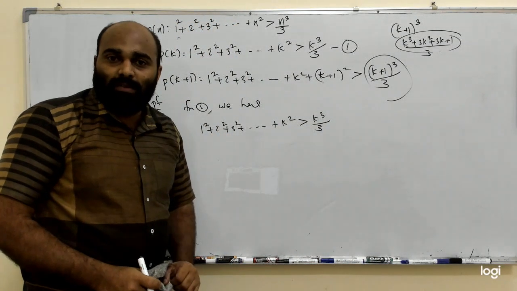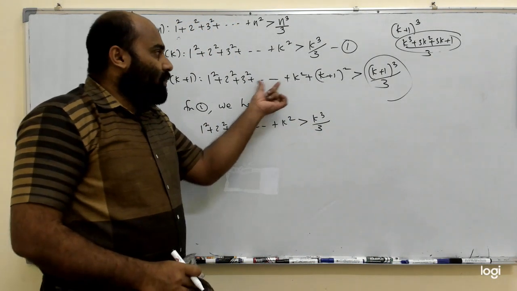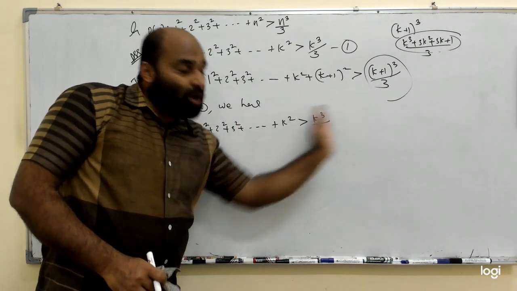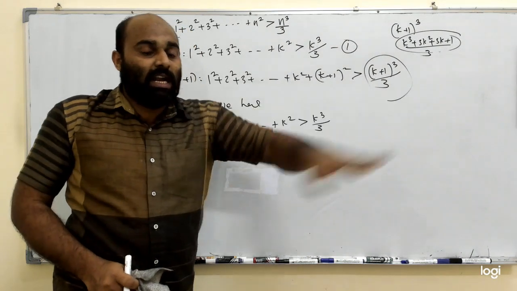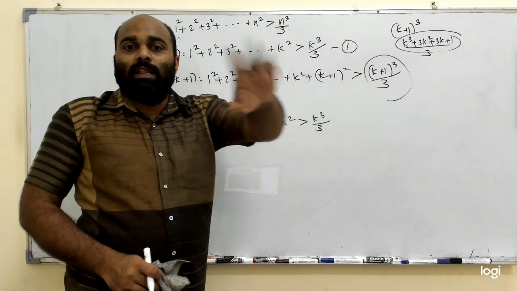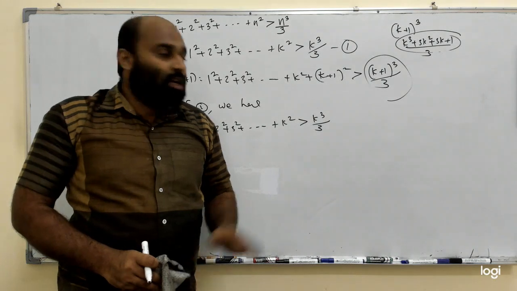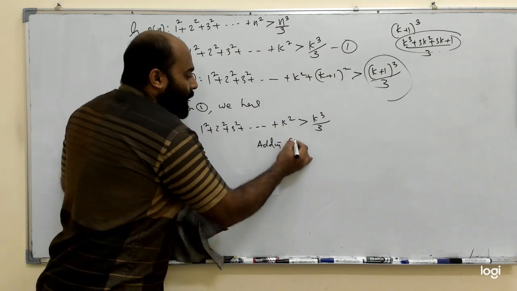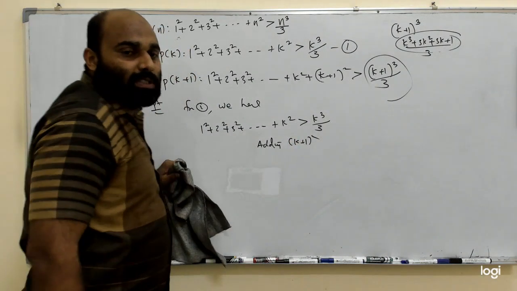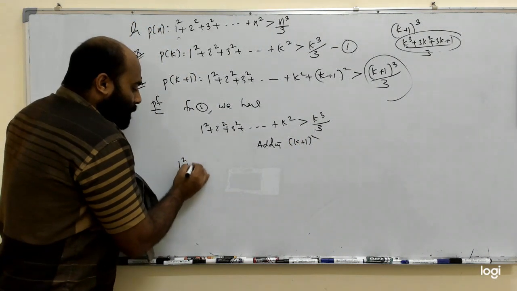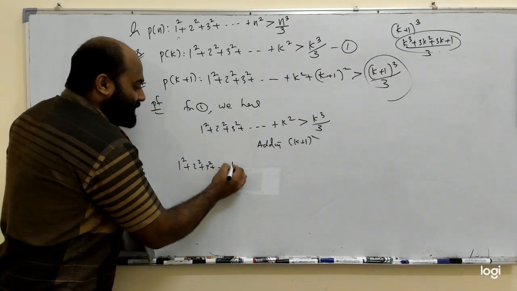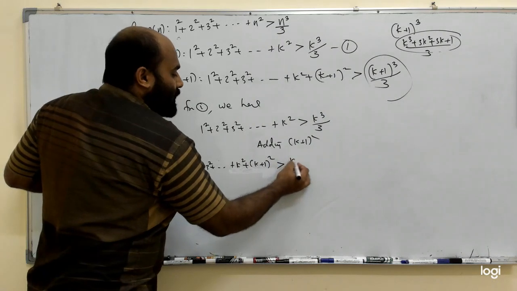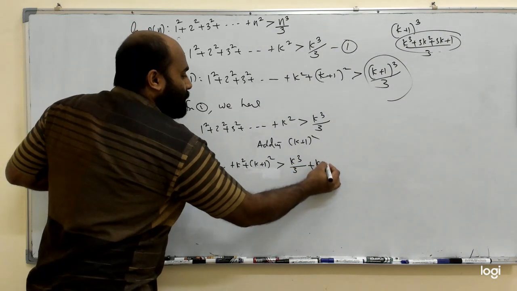So from 1 we have this one. I told you, first on the left side you want to get (k plus 1) whole square. So both sides, initial addition on both sides, that we already did in the previous 3 questions. So adding (k plus 1) whole square on both sides, what will be? 1 square plus 2 square plus 3 square plus etc. plus k square plus (k plus 1) whole square greater than k cube by 3 plus (k plus 1) whole square.